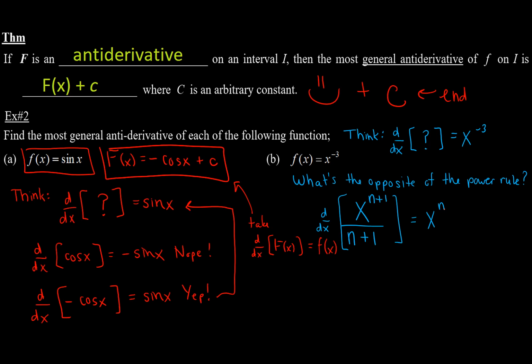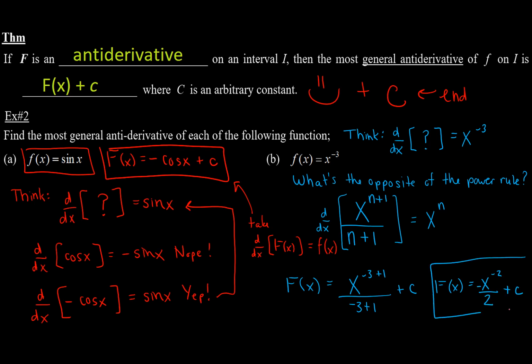Alrighty then, so if I'm going to find my F of x, here I've got my x to the negative 3. I'm going to add 1 to that power, and then I'm going to divide by that power. And then, of course, don't forget I'm going to put a plus C. So this antiderivative is going to give me x to the negative 2 divided by negative 2. I'm just going to put the negative there, plus C. Oh, good job.